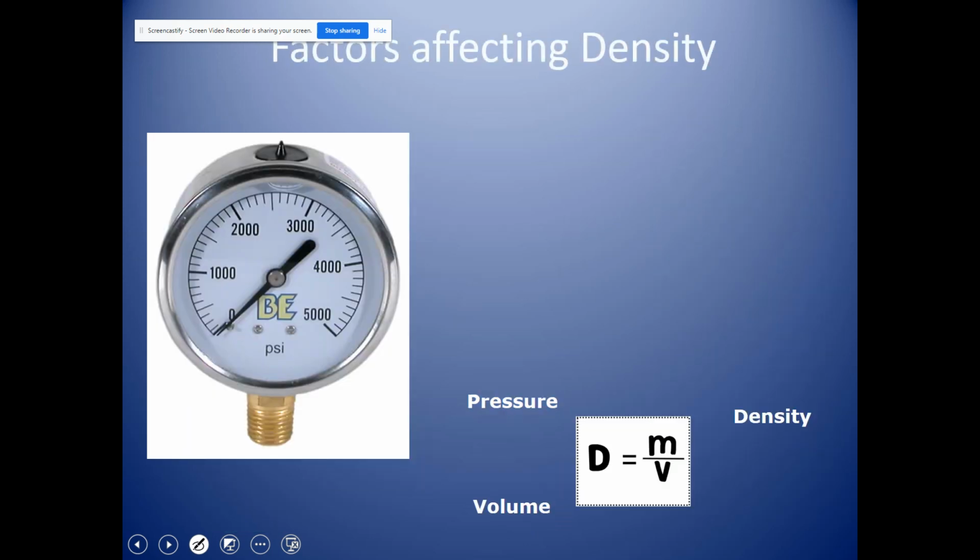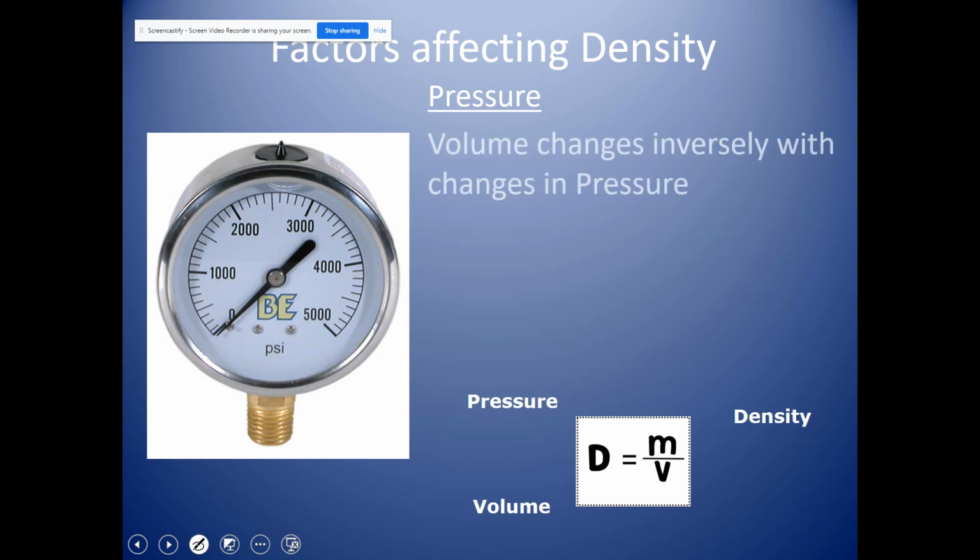Pressure also affects the volume. If you put pressure on your balloon, you start squeezing your balloon down, what happens to the volume? It gets smaller. So volume changes inversely with pressure. As you squeeze in, increase the pressure, the volume will decrease. It'll get smaller. So those are opposites.